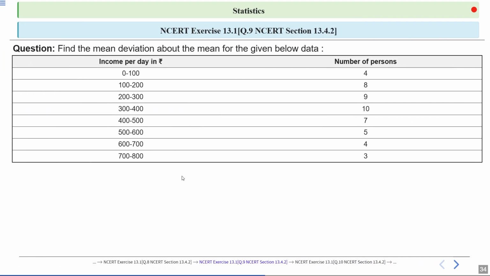Look at question number 9. So let's examine a grouped frequency distribution problem where we are asked to find the mean deviation about the mean. Okay, so the table shows income per day in rupees in the first column, and in the second column the number of persons. And we have to find the mean deviation about the mean. So first of all, try it yourself and then see the solution.